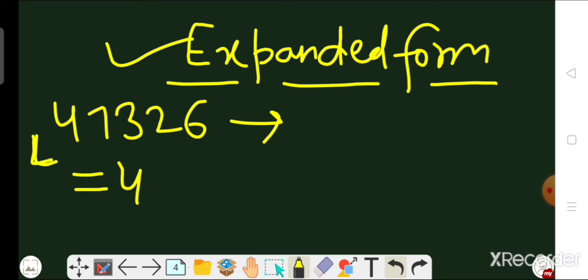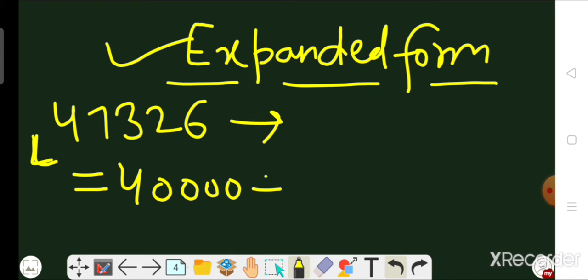Then we have to count the number of places after this 4. How many places are there? 1, 2, 3, 4. After counting these places, we have to put as many 0s as there are places after this 4. So how many places are there? 4 places. So we have to put 0000 after this 4, giving 40000.